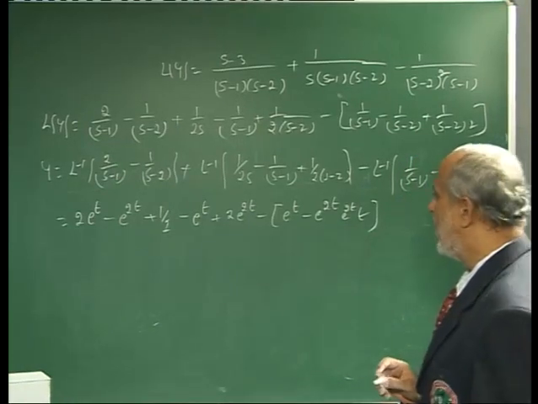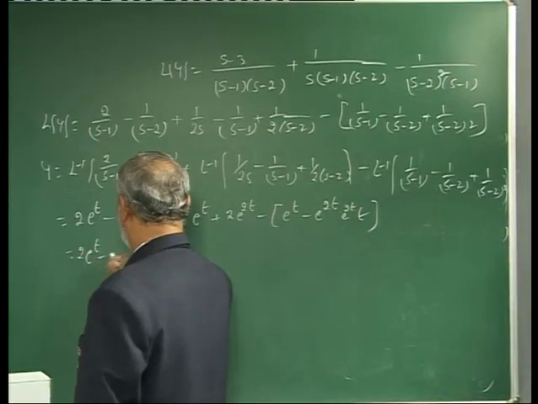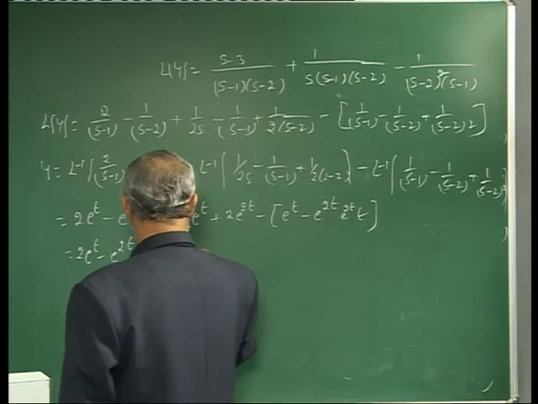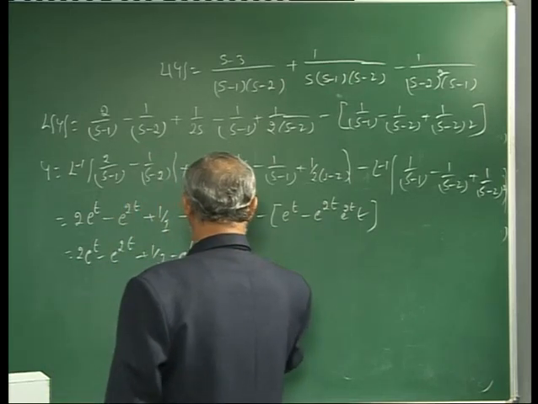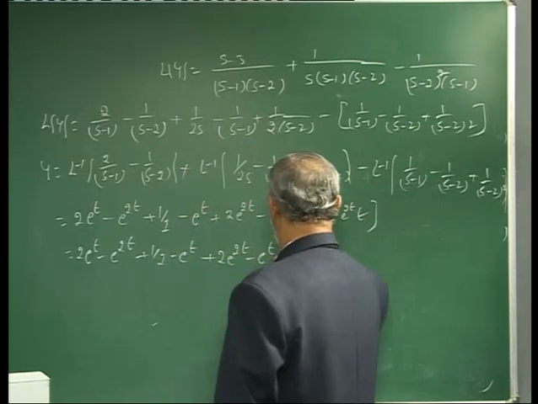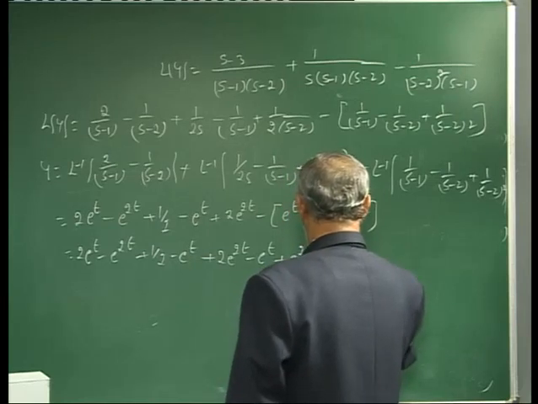See here some terms will get cancelled here. Here this is equal to 2 e to the power of t minus e to the power of 2t plus 1 by 2 minus e to the power of t plus 2 e to the power of 2t. You can multiply this minus sign, minus e to the power of t plus e to the power of 2t minus e to the power of 2t into t.